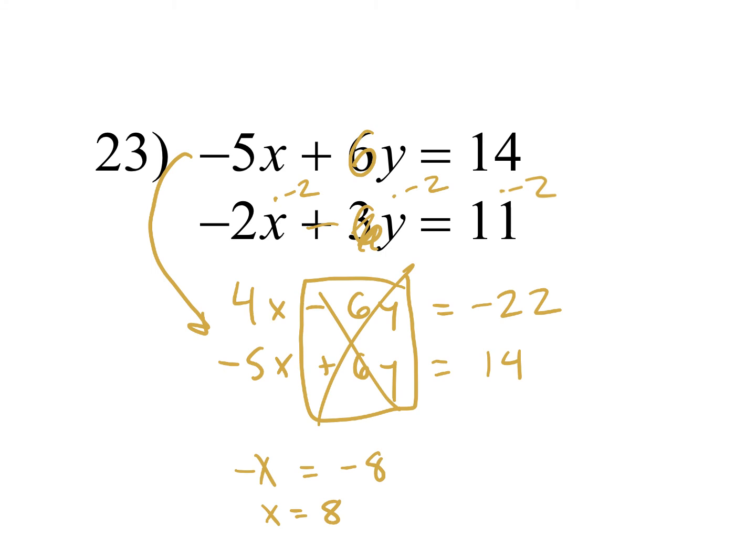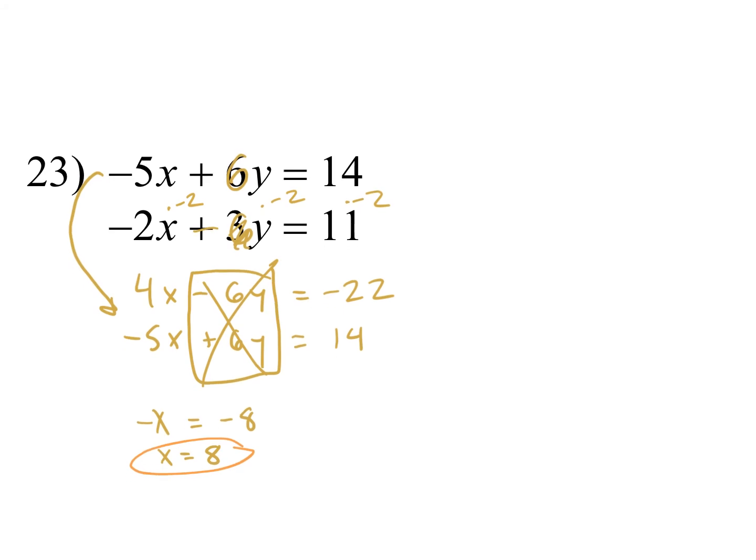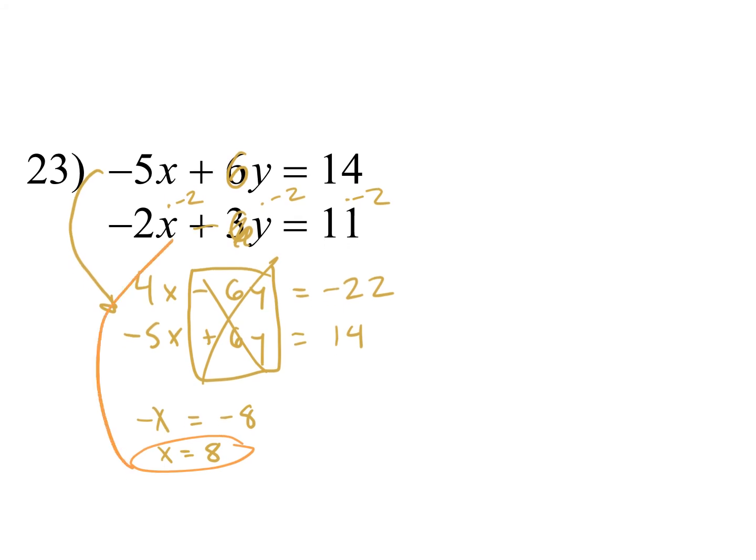8. How do I find y? Plug in 8. Do you want to plug it into the first or the second? The second. So I have negative 2 times 8 plus 3y is equal to 11. What should I do to solve? Multiply. So negative 2 times 8. Negative 16. What should I do next? Add 16 on both sides.